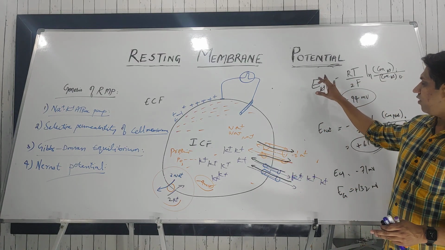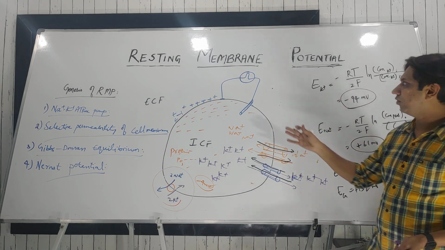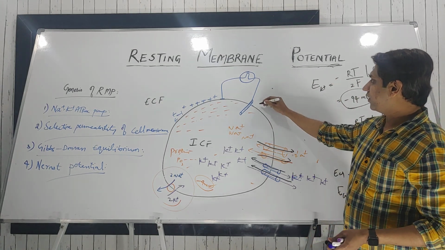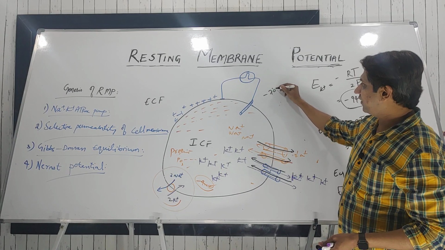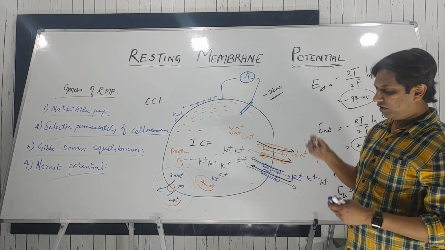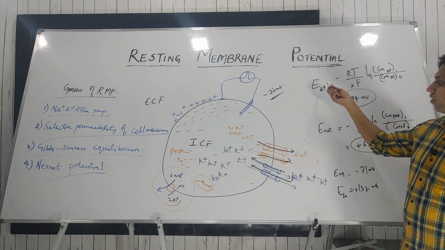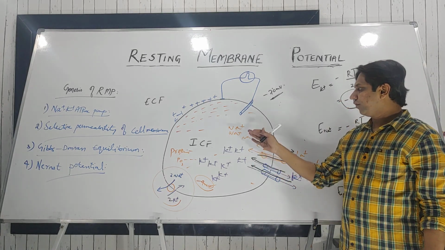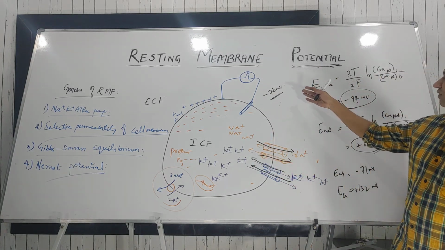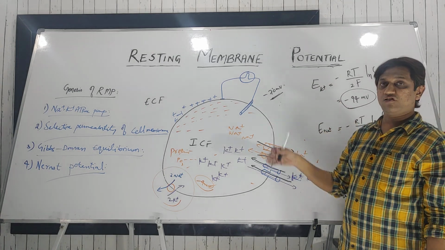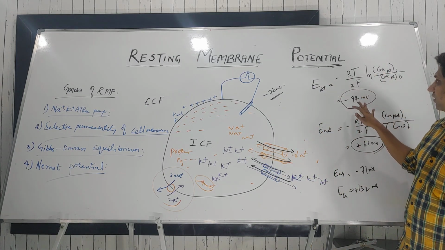Because of this Nernst potential, there is also a genesis of the resting membrane potential. What we discussed was minus 70 millivolt for the nerve cell. Potassium is one of the most important as it is more permeable, so it will generate this resting membrane potential. If we calculate, it will be minus 94 millivolt.